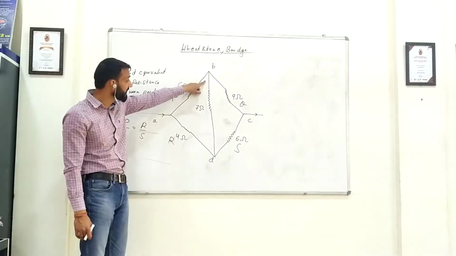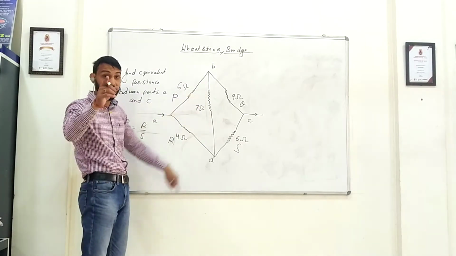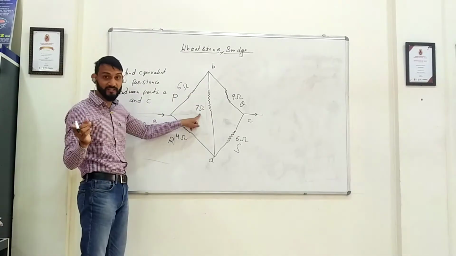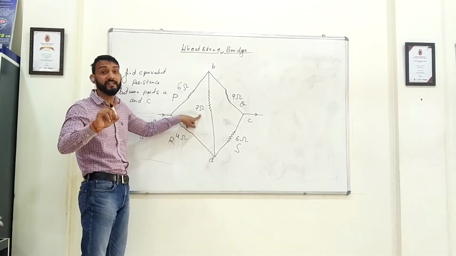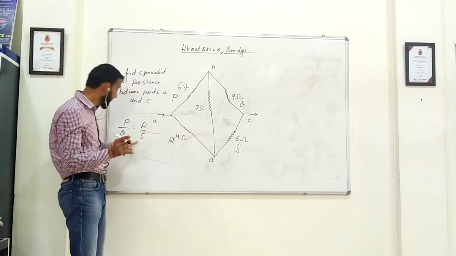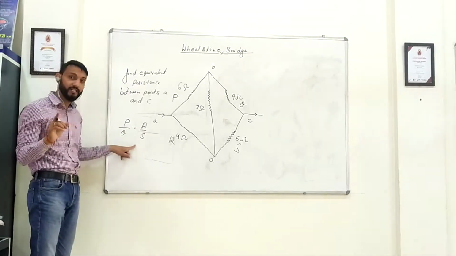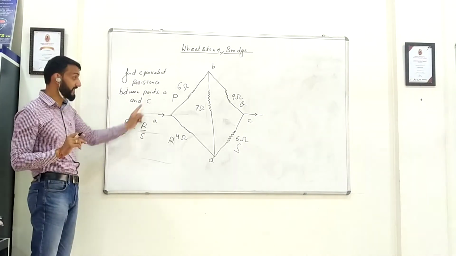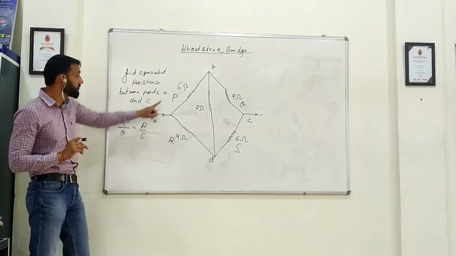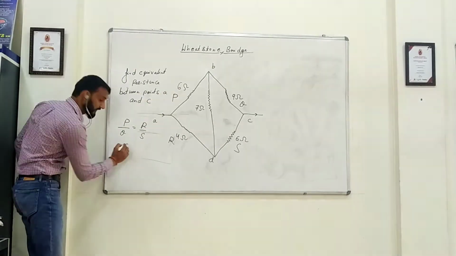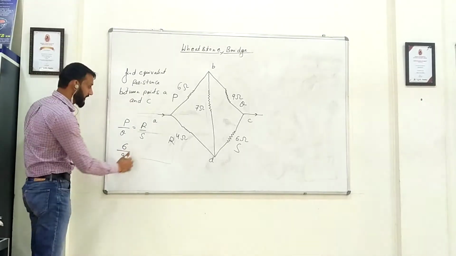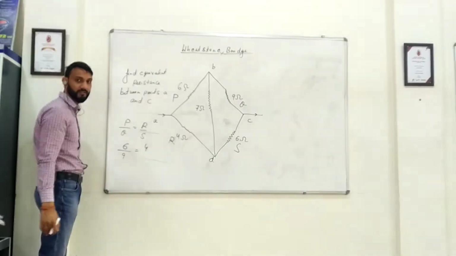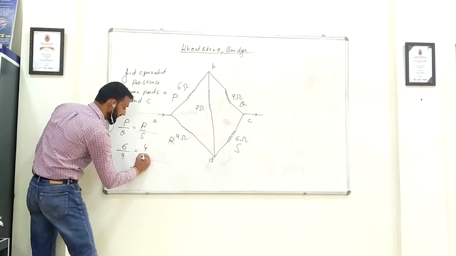There will be no current with this branch, because earlier the galvanometer was placed here. So there was no current flowing through the galvanometer when this condition was valid, right? So let us check whether this condition is there or not. So P means 6, Q means 9, R means 4 and S means 6.